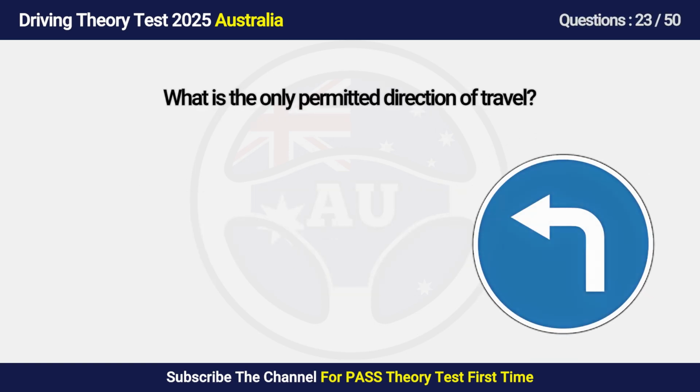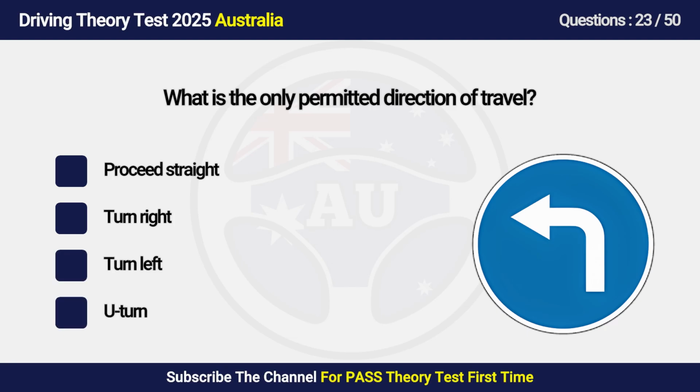Question 23. What is the only permitted direction of travel? A. Proceed straight. B. Turn right. C. Turn left. D. U-turn.